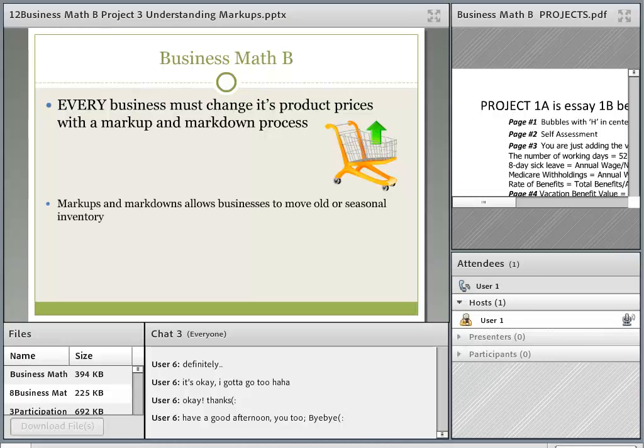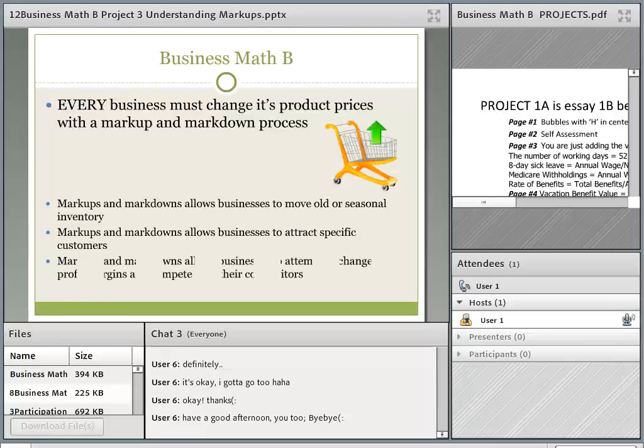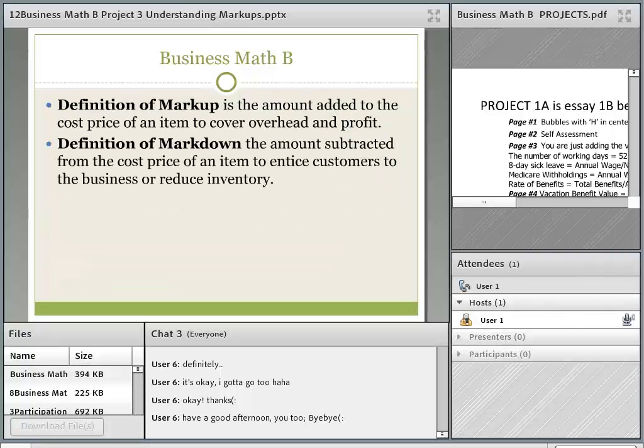Markups and markdowns pretty much allow a business to move old inventory out. They can also use it to attract a specific market focus or just to attract new customers. It also allows businesses to attempt to change their profit margins and compete with competitors. A lot of times you'll see, for certain holidays like Memorial Weekend, 2 or 3 grocery stores having a sale on soda or ribs or something, and they try to beat each other's prices to get more customers in.